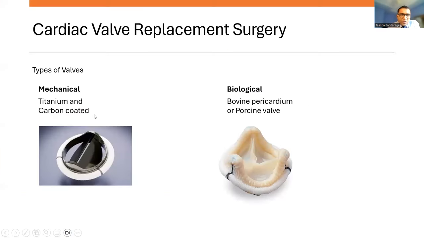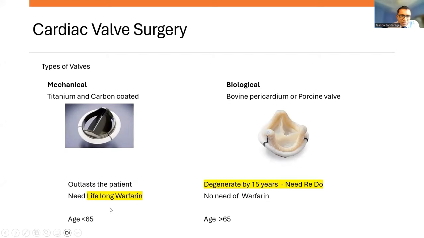And the mechanical valves are usually made of titanium with a carbon coating. Currently they are quite advanced and they are good, but still the patient has to be maintained on long-term, lifelong warfarin treatment to make sure that there are no clots forming on the surface of the valves. But the good point is that this valve outlasts the patient, and usually you don't have to plan a redo surgery as in a biological valve, where the valve degenerates by about 15 years, and if the patient survives that long, you might have to do a redo.